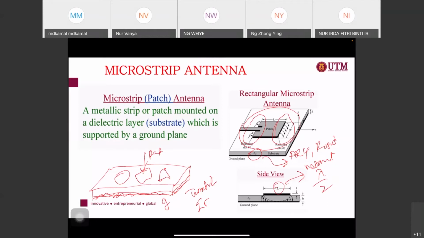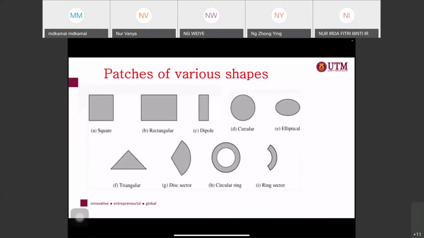Okay, so you can see that we have patches of various shapes here. You have square, we can also have rectangular, just a dipole, circular, elliptical, triangular, ring, etc. You can even use your name as the resonating element as well. We also did the logo of U3M as a resonator. You can find it in my publications. And then we made different patch sizes, etc.